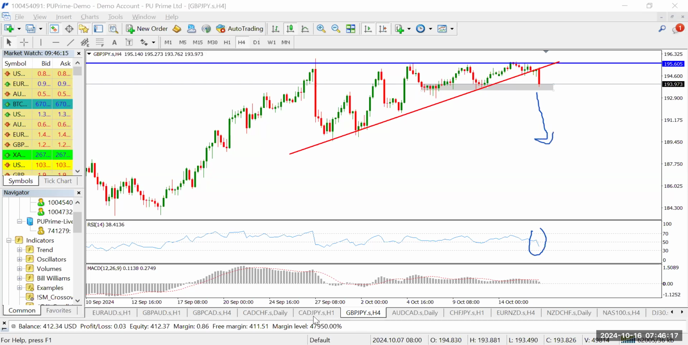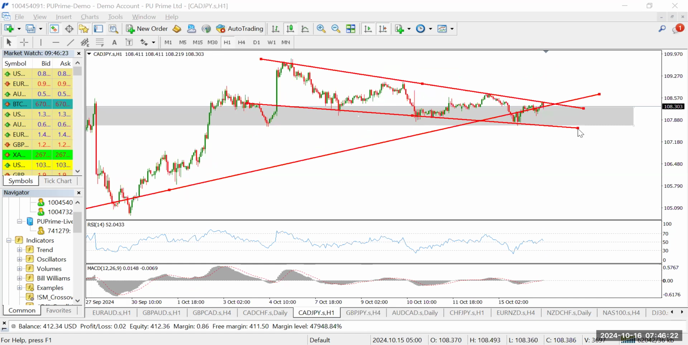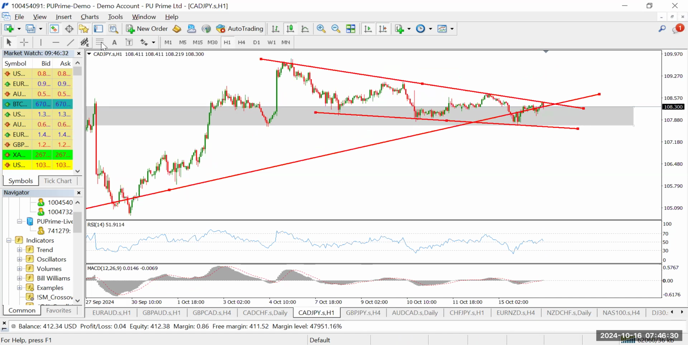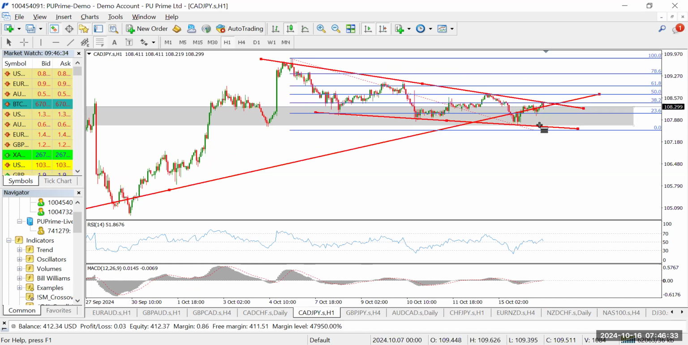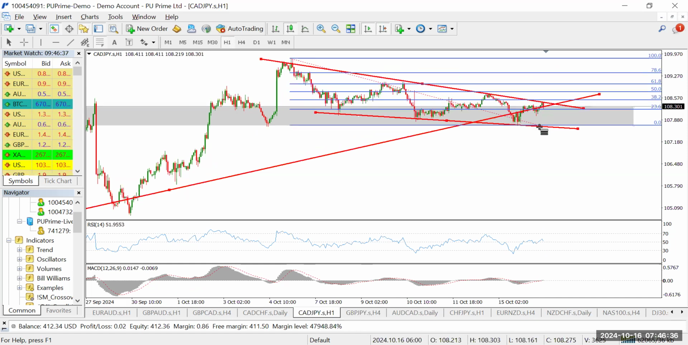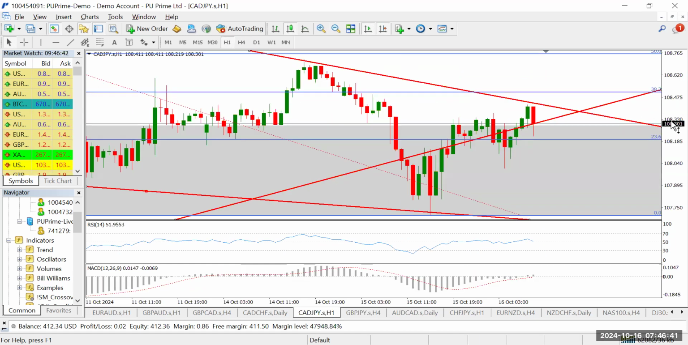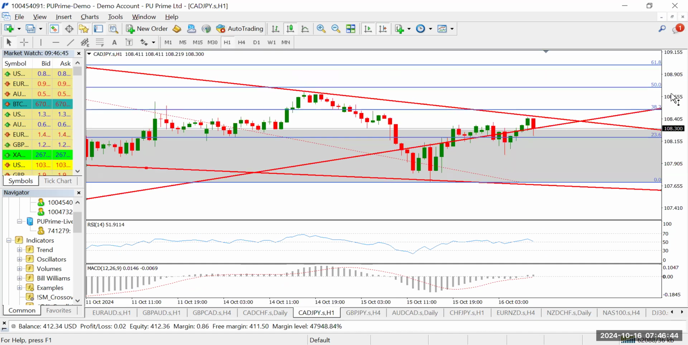So for the CAD JPY, if you're already on the USD CAD trade signal I gave yesterday, please don't bother about CAD JPY because that means you'll be hedging. That may not be too safe. But if you didn't take that USD CAD trade, which was a sell trade, then you can look at a buy trade on the CAD JPY rather. So we can look at entry at Fibonacci 38.2, and we can look at our take profit at Fibonacci 50.